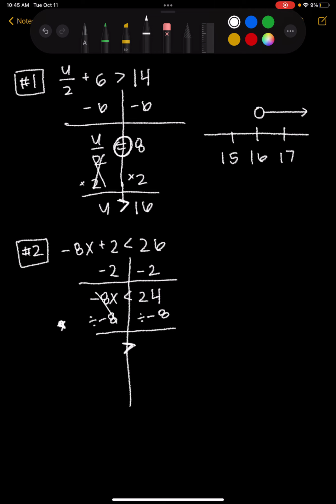So the negative 8's cancel out, we're just left with x, and then 24 divided by negative 8 gives me a negative 3. So my answer is x is greater than negative 3 because that inequality flipped.